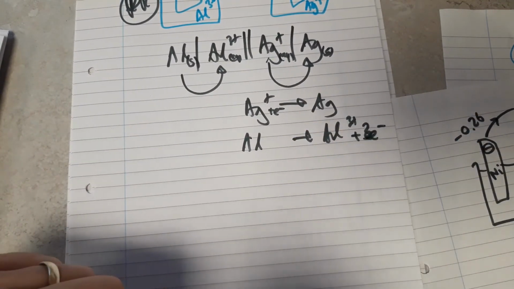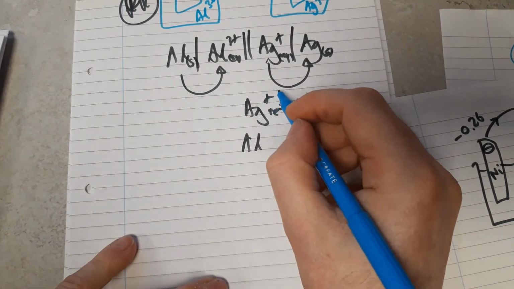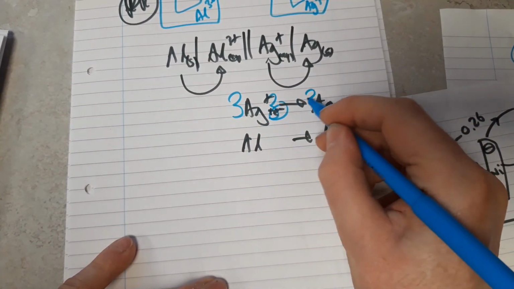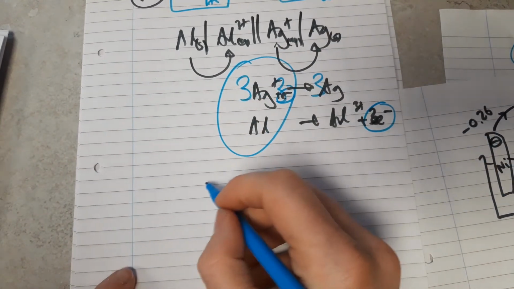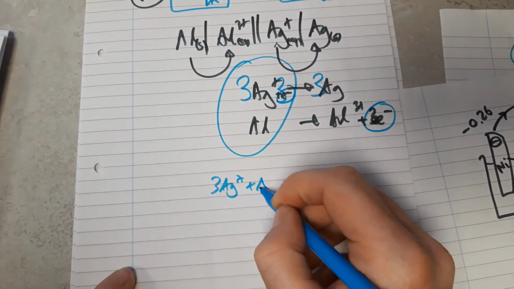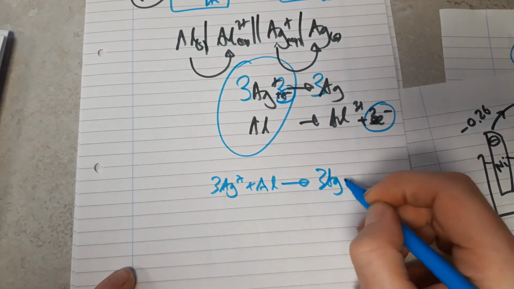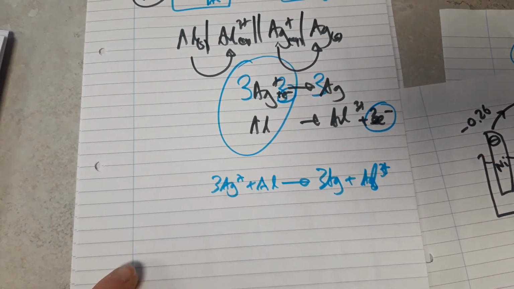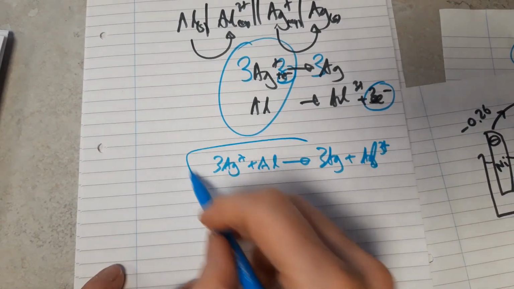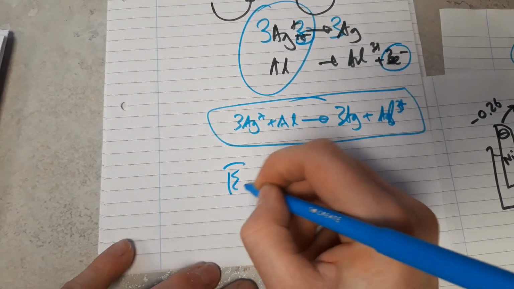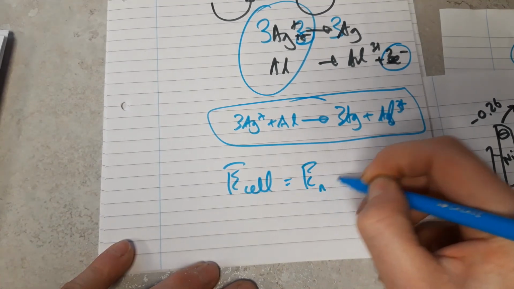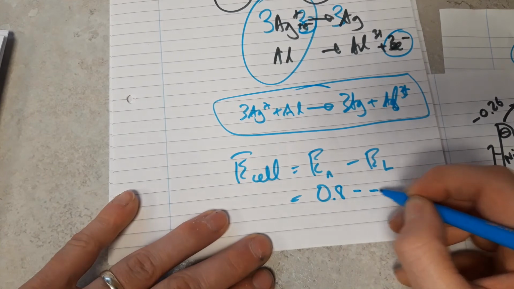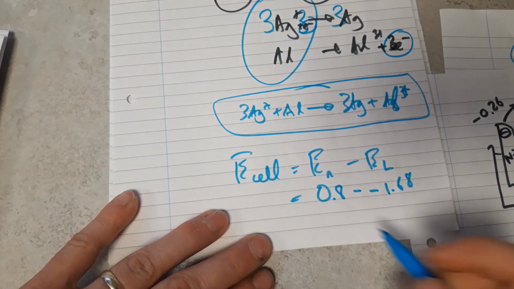If you wanted to combine these together, there's 3 electrons here, 1 electron here, so you need to multiply everything in the top half equation by 3, and the overall equation will be 3 Ag pluses plus Al makes 3 Ags plus Al3+. Gosh, I'm running out of time quickly. That's the overall equation. Ecell equals E right minus E left equals 0.8 minus 1.68.